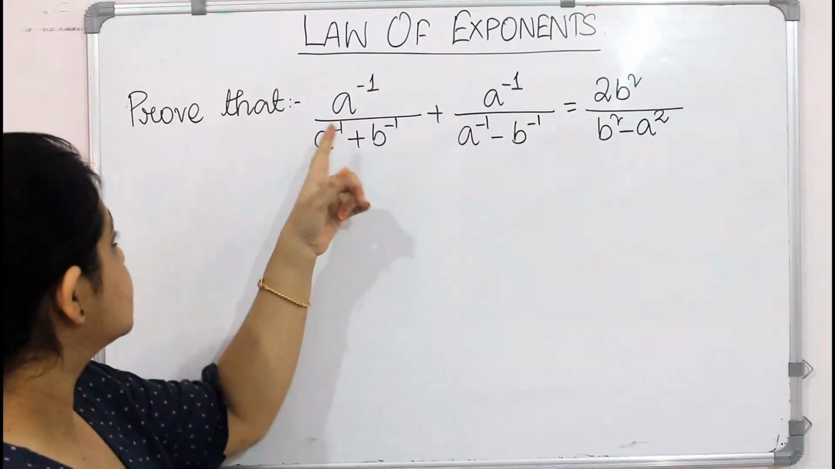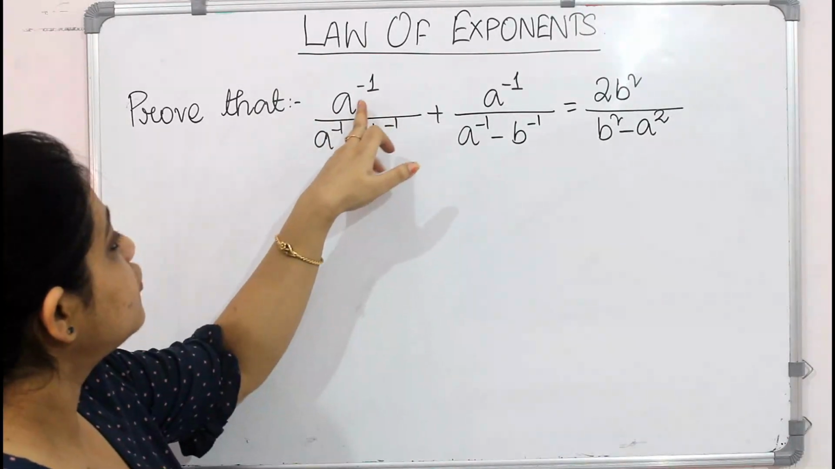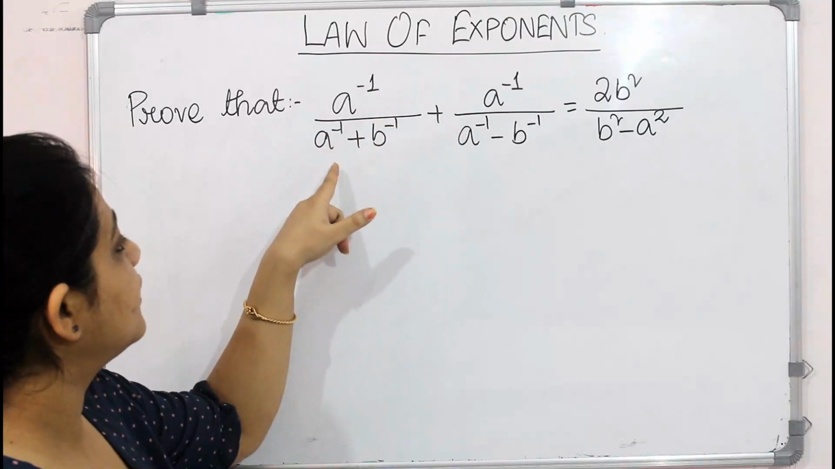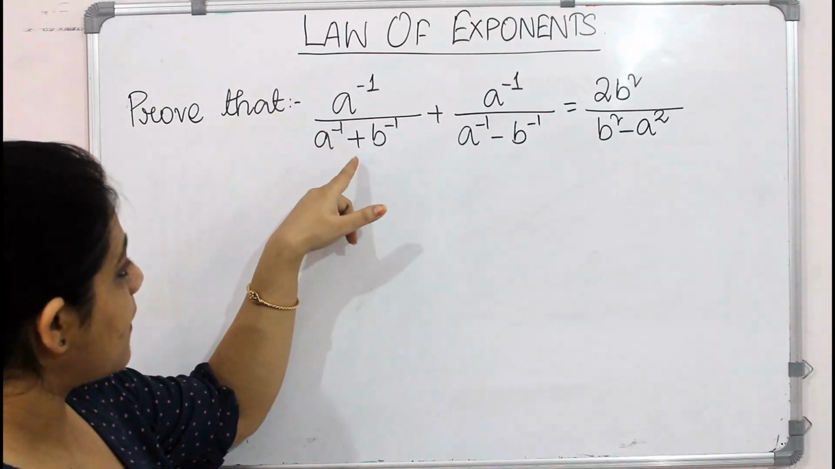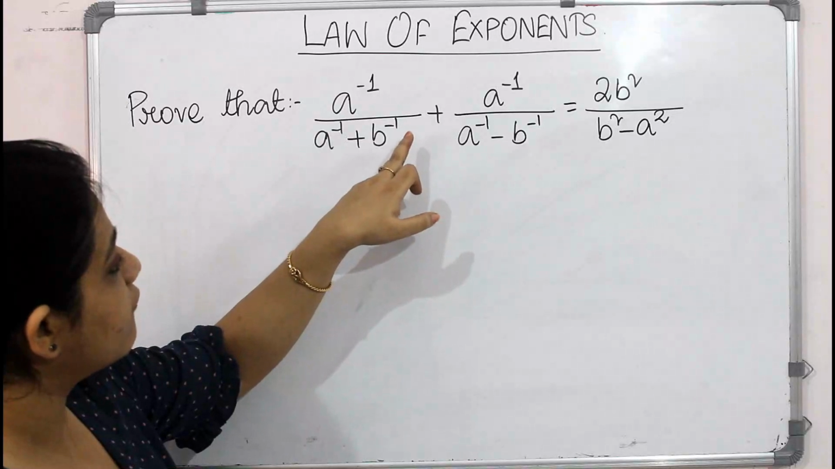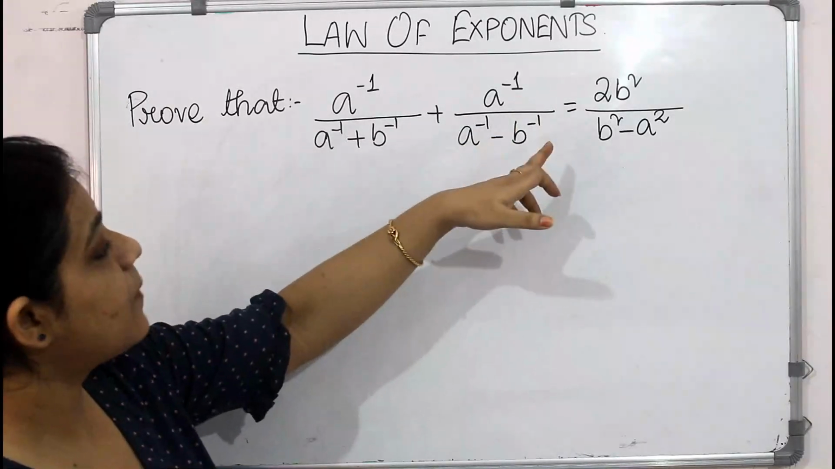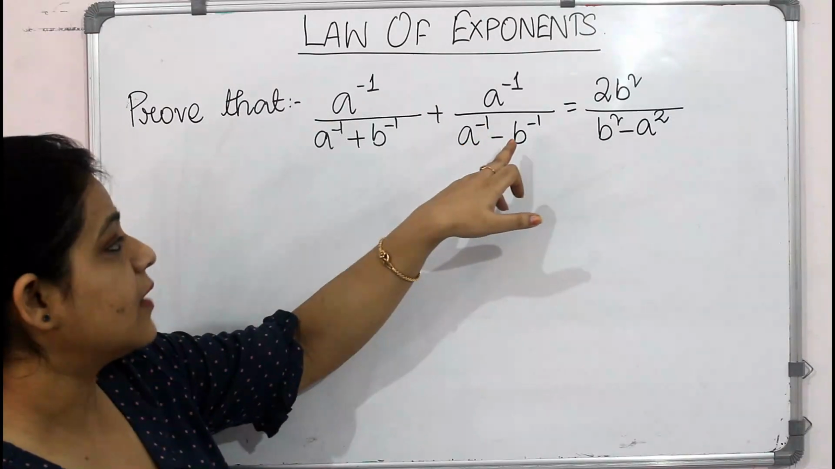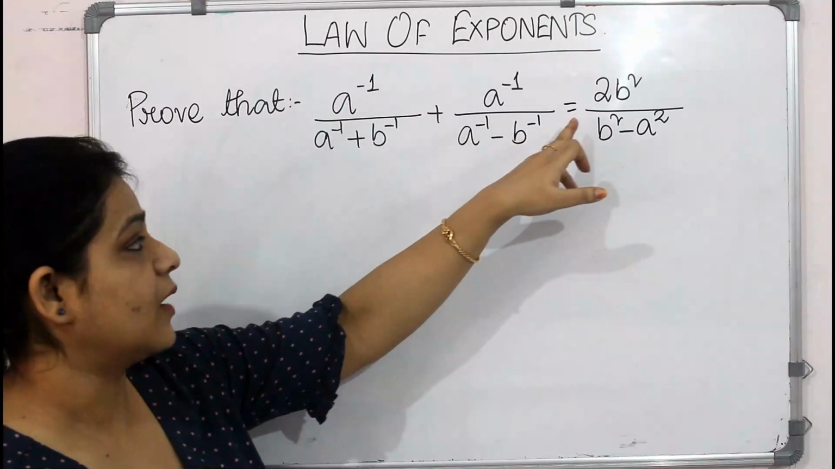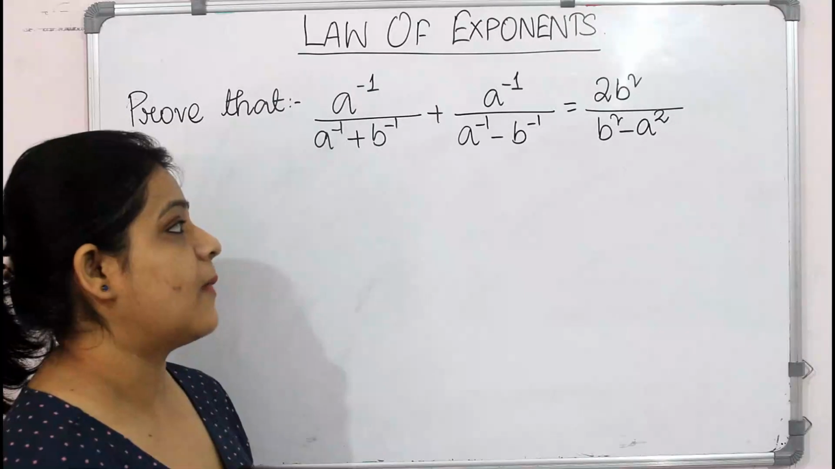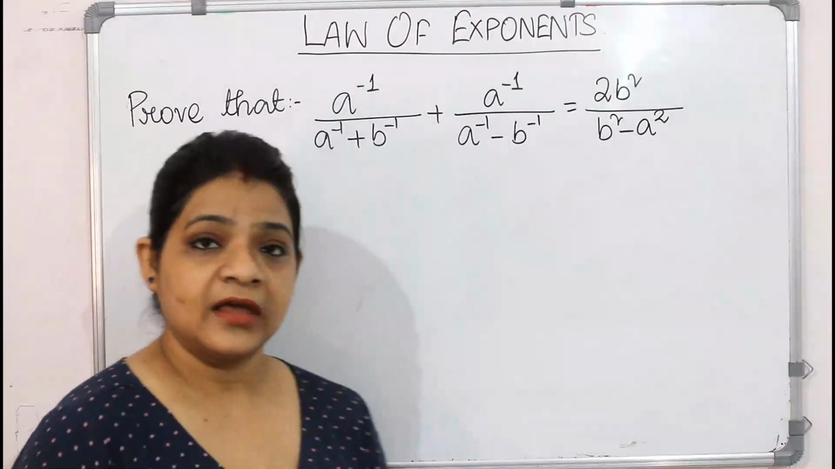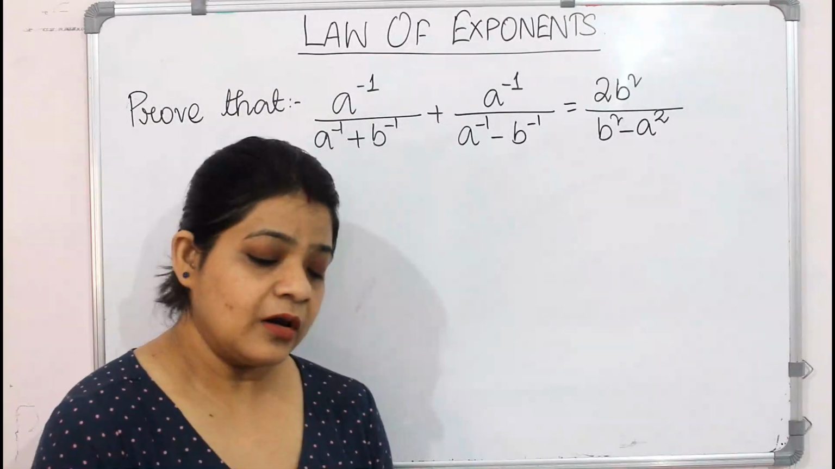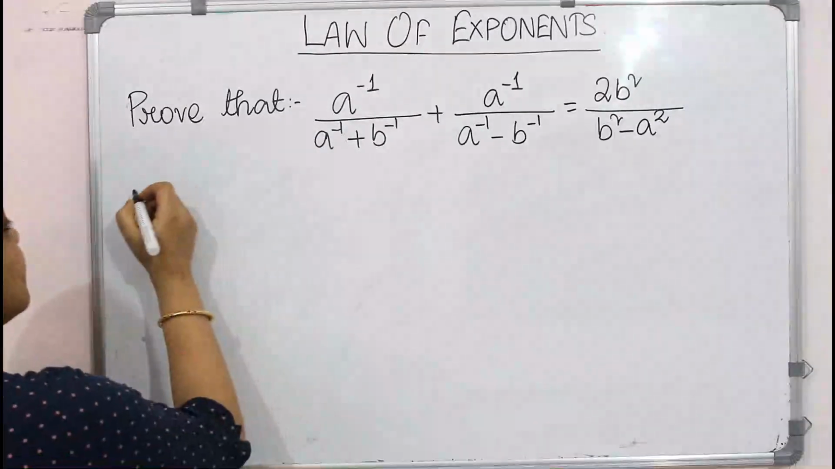So the first is: prove that a to the power of minus 1 divided by a to the power of minus 1 plus b to the power of minus 1, plus a to the power of minus 1 divided by a to the power of minus 1 minus b to the power of minus 1, equals 2b square by b square minus a square. Okay, so let's start with LHS.